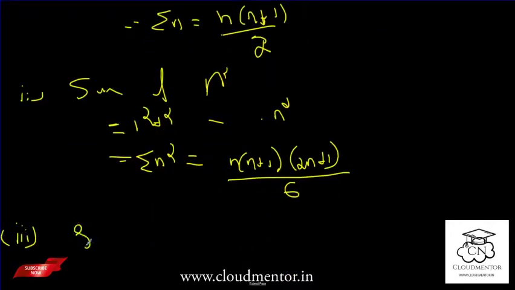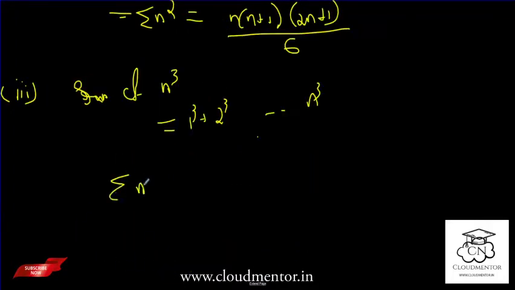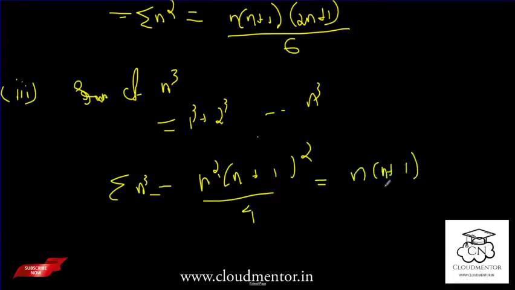And the sum of the cubes of natural numbers, sum of n cube, which is equal to 1 cube plus 2 cube plus etc. up to n cube, that's equal to sigma n cube, which is equal to n square of n plus 1 the whole square divided by 4. Otherwise we can write n of n plus 1 divided by 2 the whole square. Or simply it is sigma n the whole square.